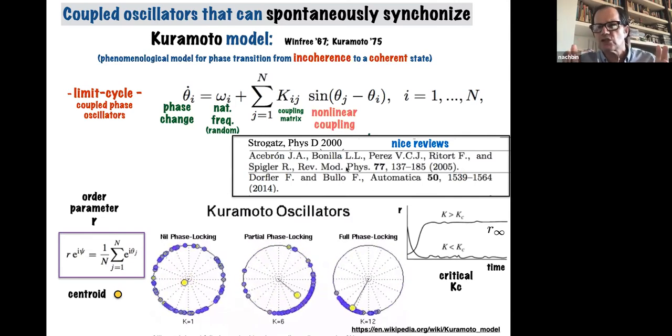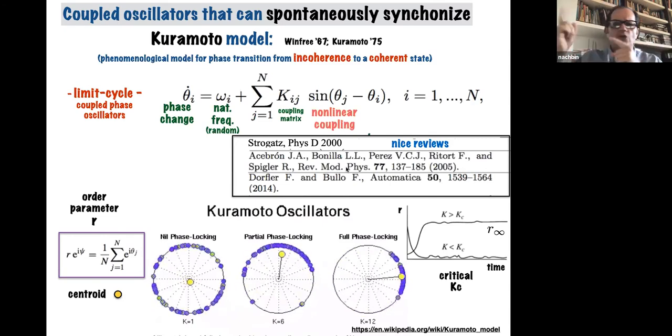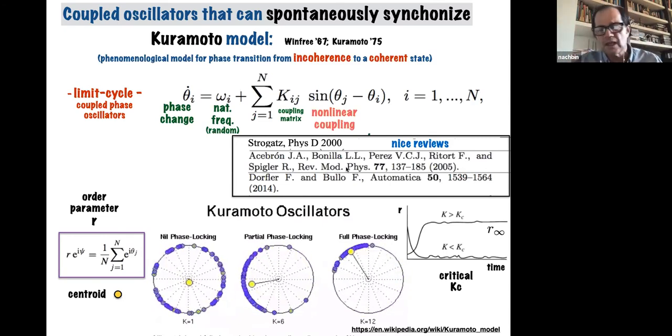There's this coupling matrix that's sometimes just a constant, which means all the oscillators talk to each other equally. There are these very nice three review papers. I leave it to you to explore in the future if you're interested.